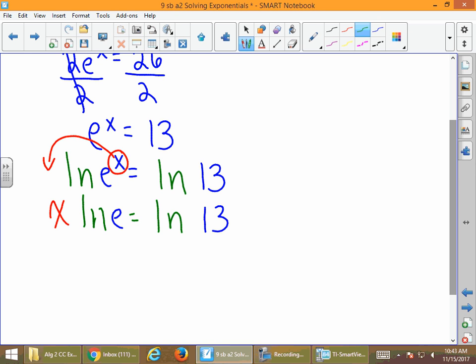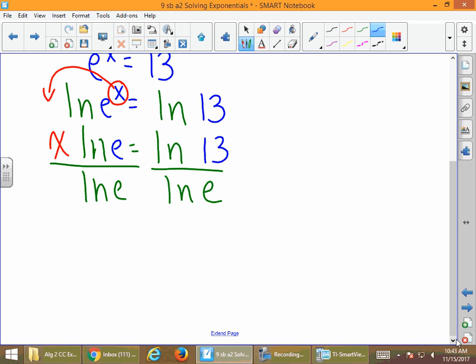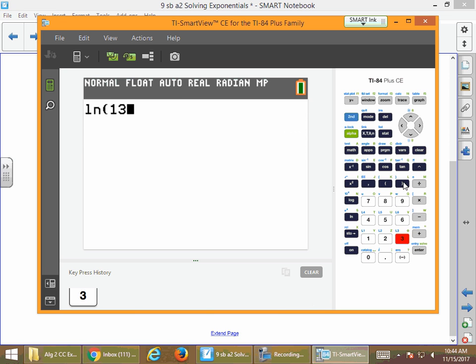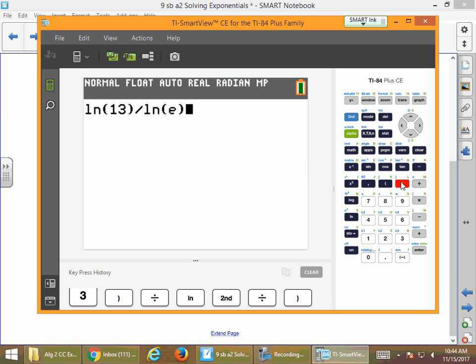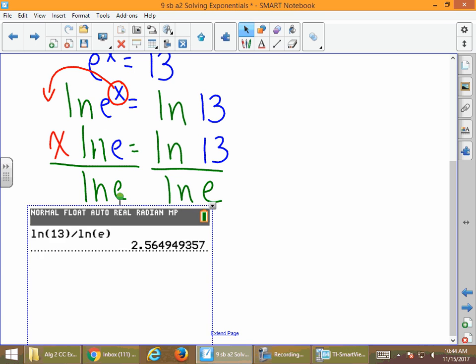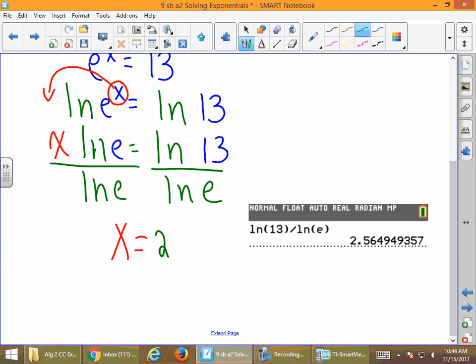When we divide both sides by ln of e, we'll get our value of x equals ln of 13 divided by ln of e. Don't forget to close your parentheses. That's going to make a difference if you don't close that parentheses on the 13. It gives us our decimal, which we have to round to 2.565. Because we have a 9 there in our fourth position.